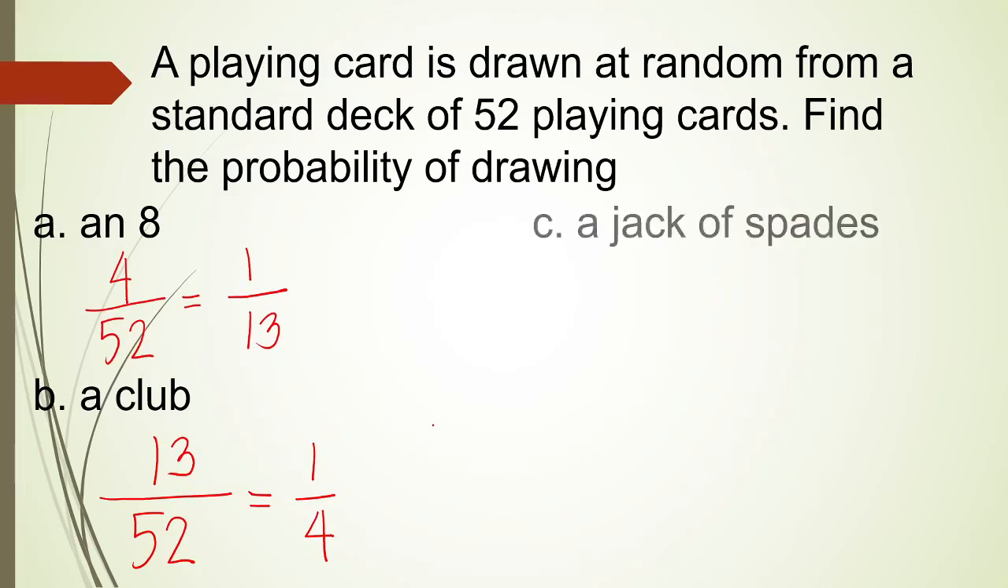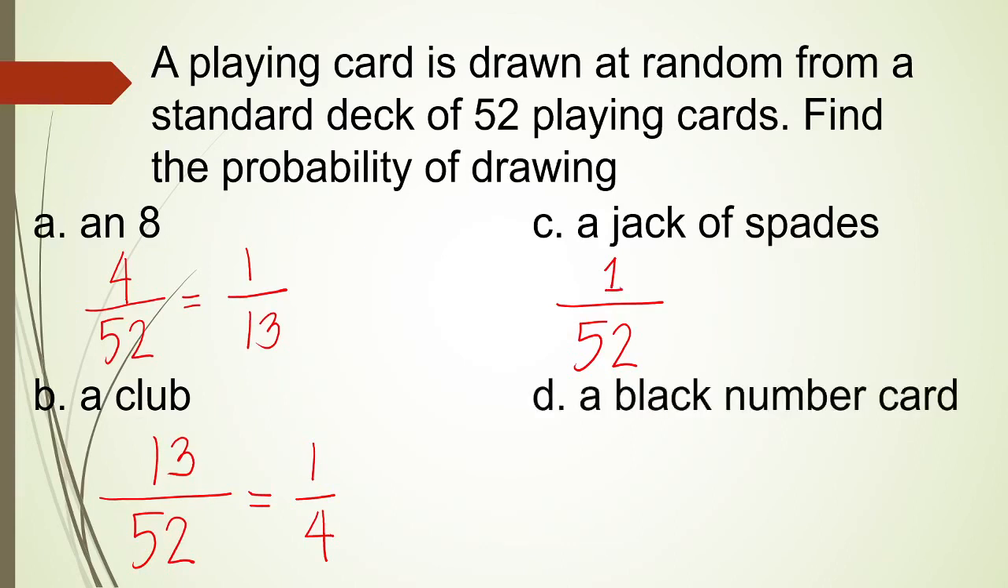Okay? A jack of spades. How many jack of spades do you have? One. Correct. Usa jud na ka jack of spades atong deck of cards. Next. Letter D. A black number card. Still 52. Diba ang number cards is from 2 to 10. 2, 3, 4, 5, 6, 7, 8, 9, 10. Nya, black number cards, tagduha-duha.